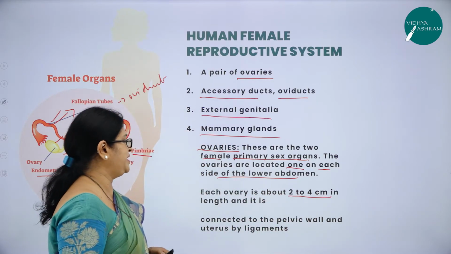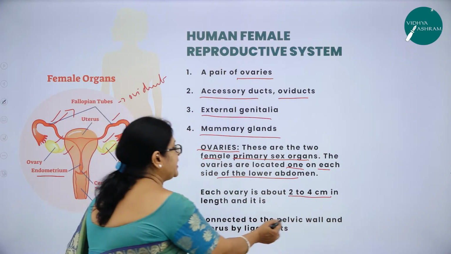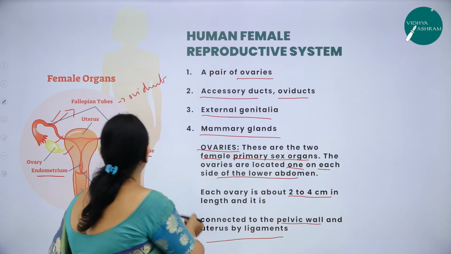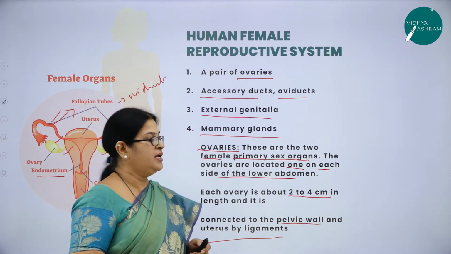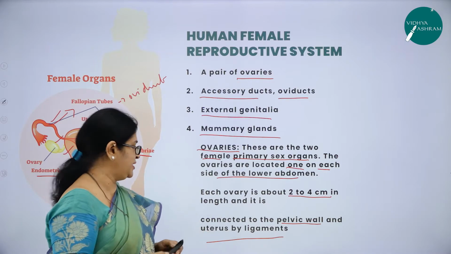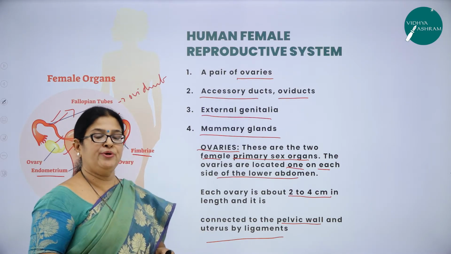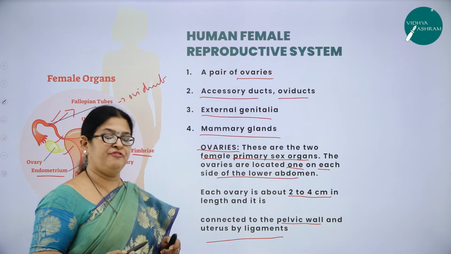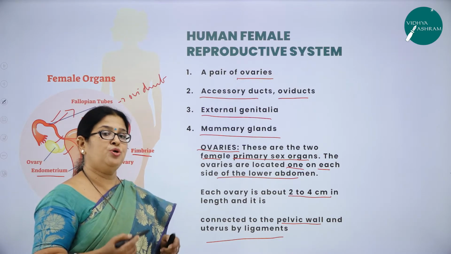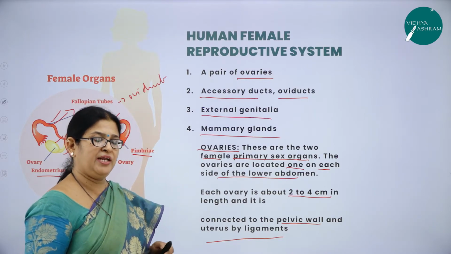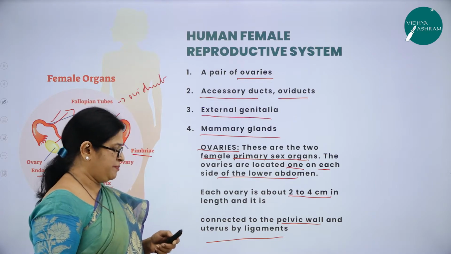2 to 4 centimeters in length, and it is connected to the pelvic wall by ligaments. You can see in the next slide how the ligaments help in holding the uterus. As I said, the uterus plays a very important role in the female. It is also called the womb, and it holds the developing embryo till it completes the gestation period.